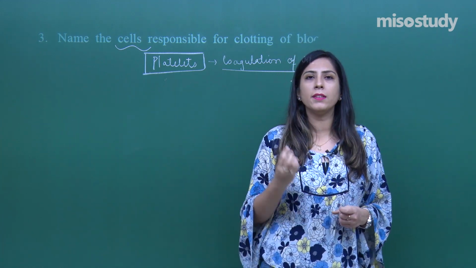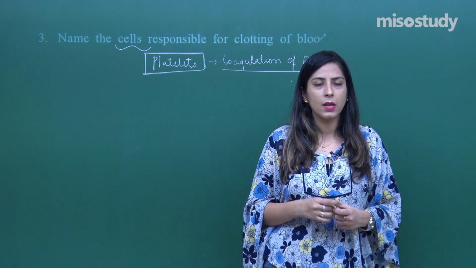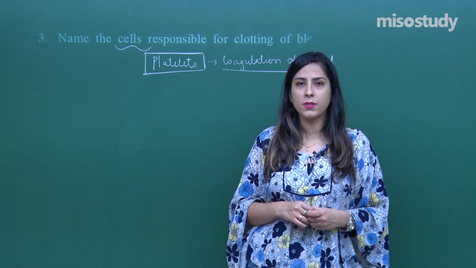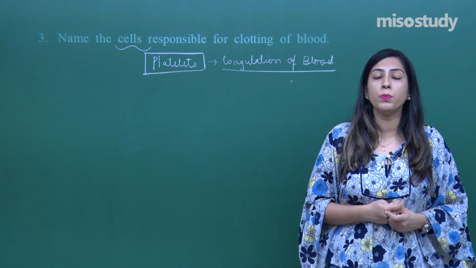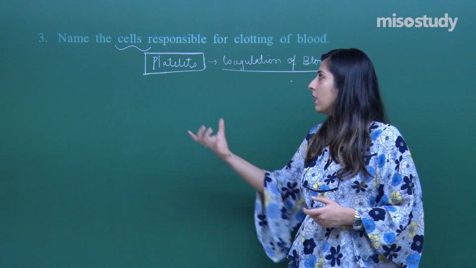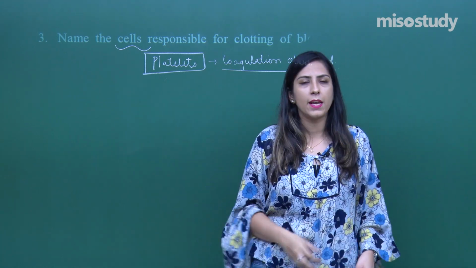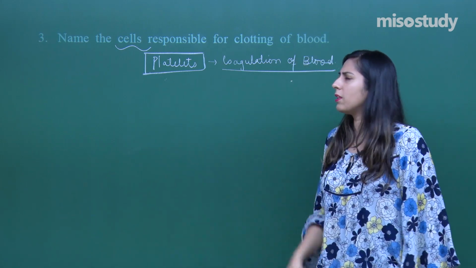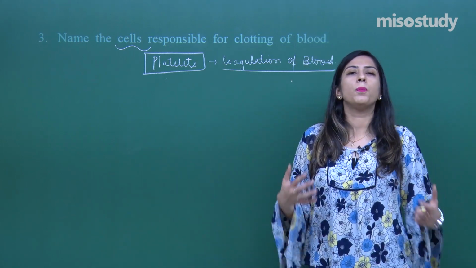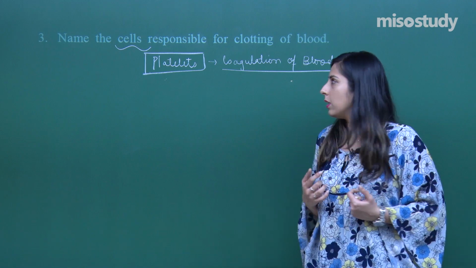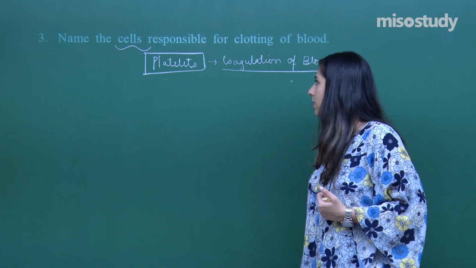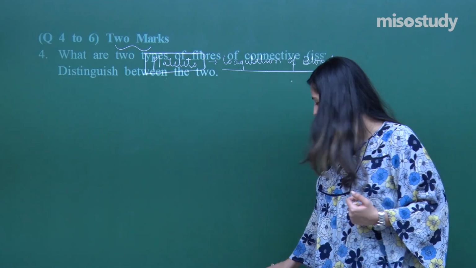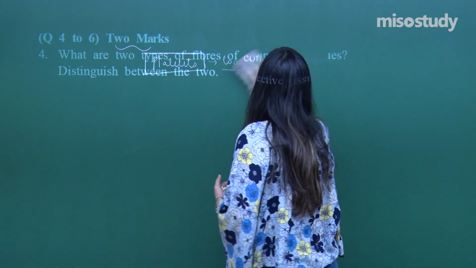In blood, 3 different corpuscles are present. One is RBC, red blood corpuscles, second is WBC, and third is platelets. Out of which the platelets help in coagulation. Along with that, the function of platelets is also to protect ourselves, right? Now let's move on to the next question, from a separate category, that is of 2 marks.